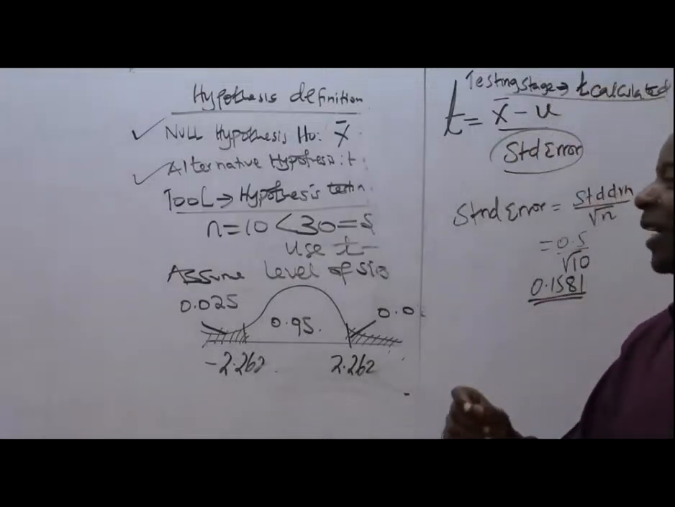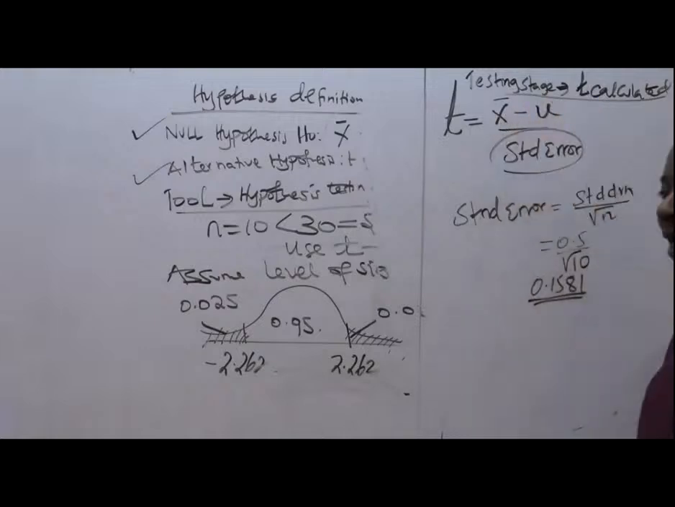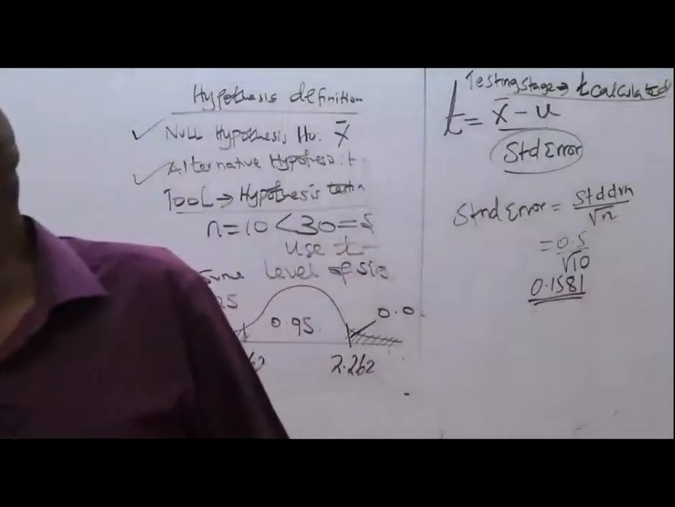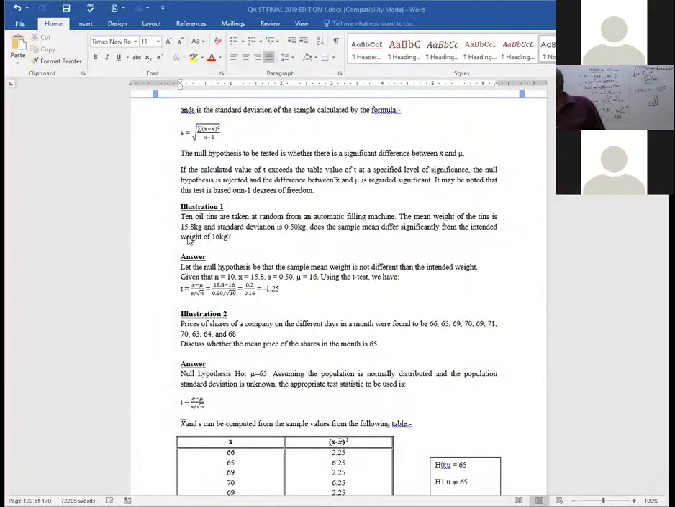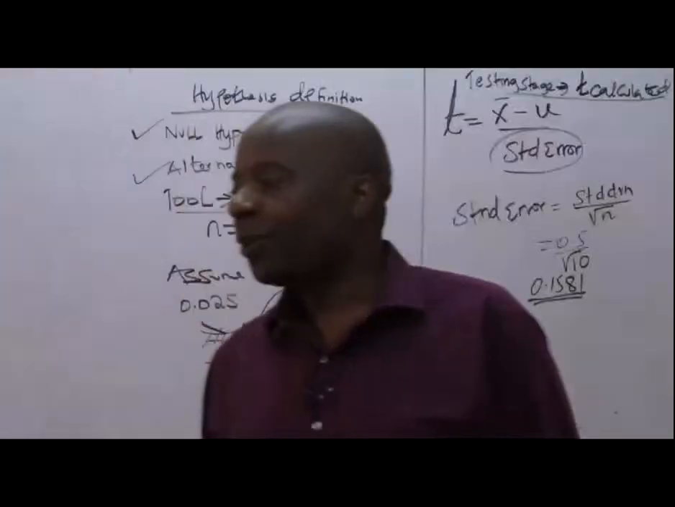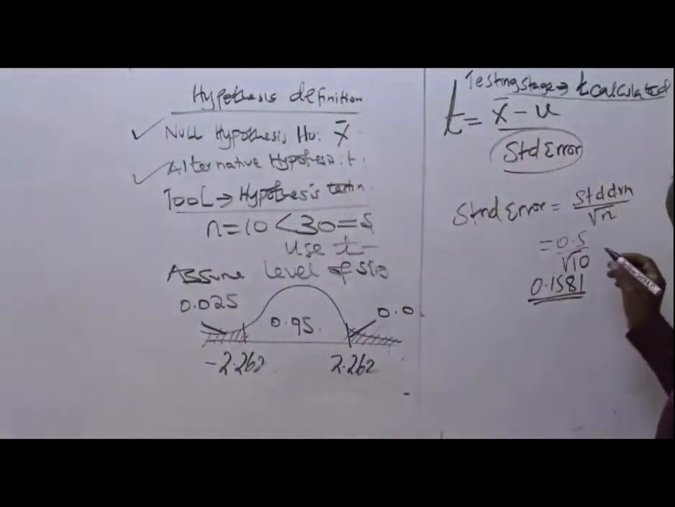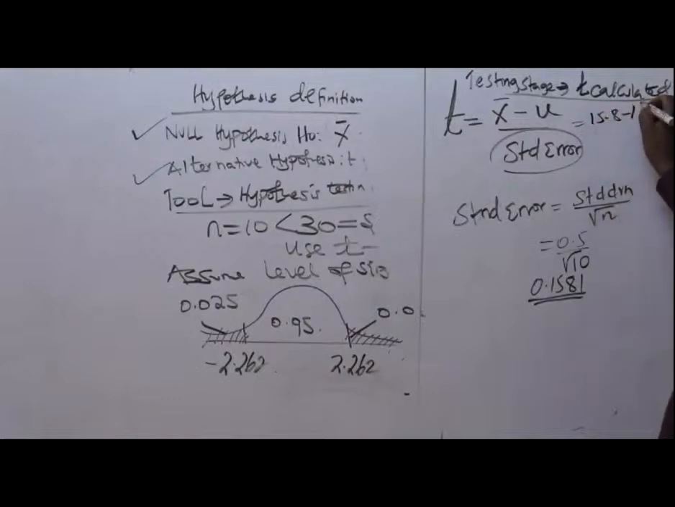So remember that X bar is what? It is the sample mean. I did not put the question up. The sample mean is 15.8. Remember, we took these 10 oil tins and measured them, weighed them, and we got their average being 15.8, and the population mean is 16. Remember, mu means population mean. So we have 15.8 minus 16 all over the standard error of 0.1581.